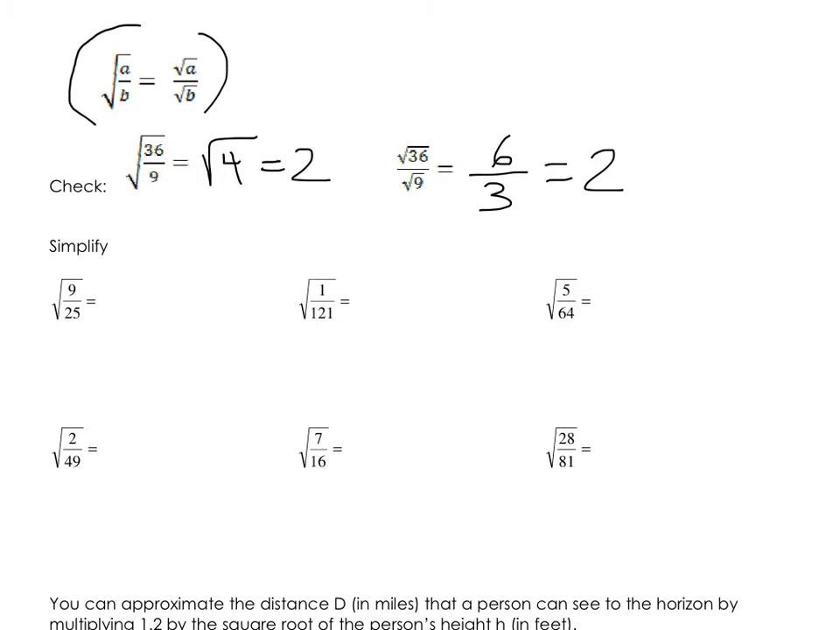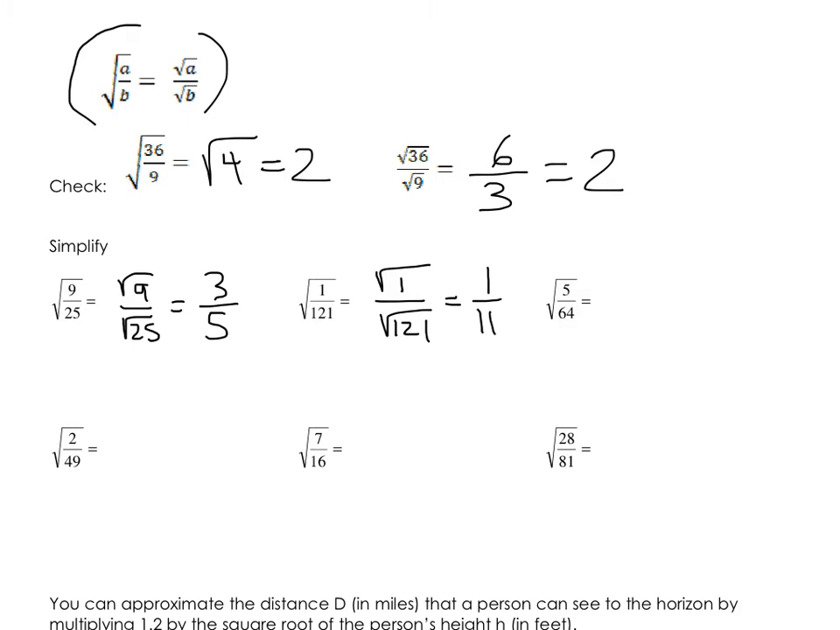Either way is fine. So the square root of 9 over 25, we can think of this as the square root of 9 over the square root of 25, 3/5. The square root of 1 over 121, square root of 1 over the square root of 121. Square root of 1 is 1. Square root of 121 is 11.